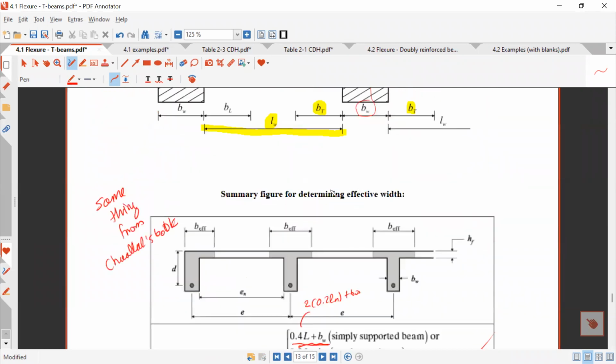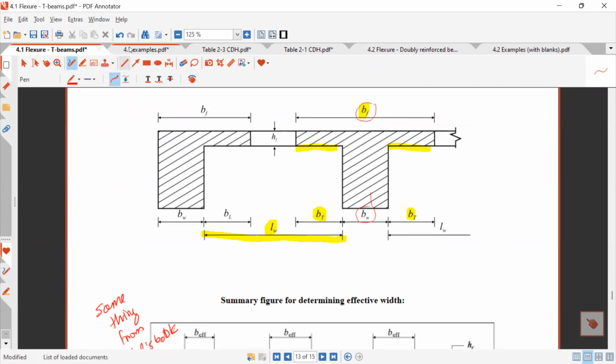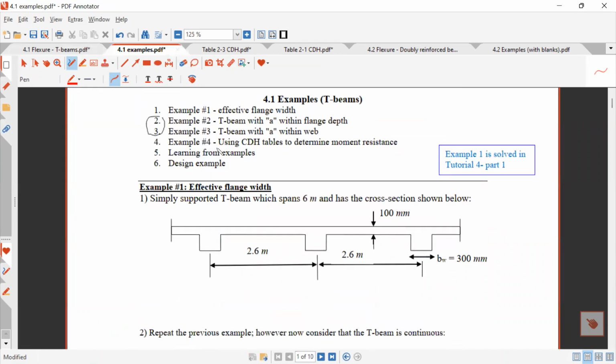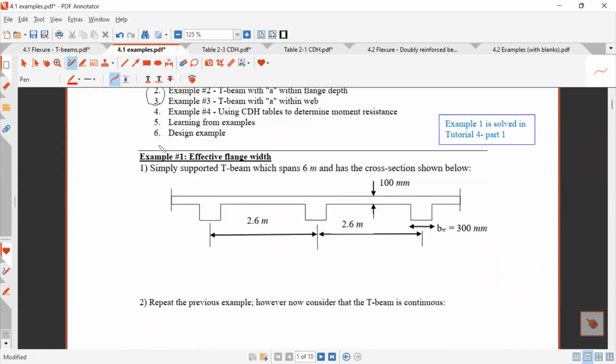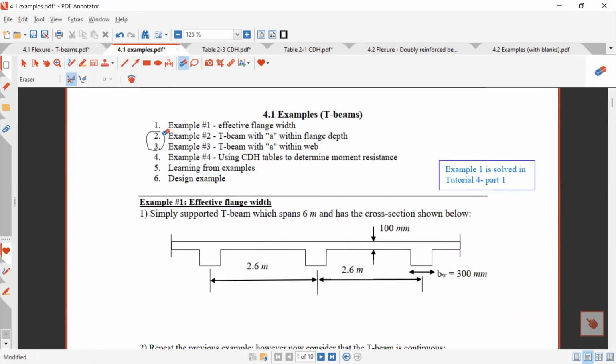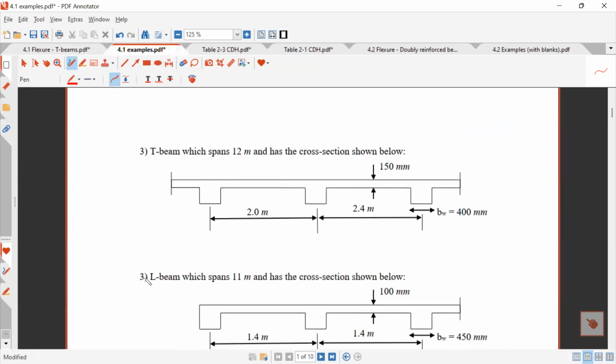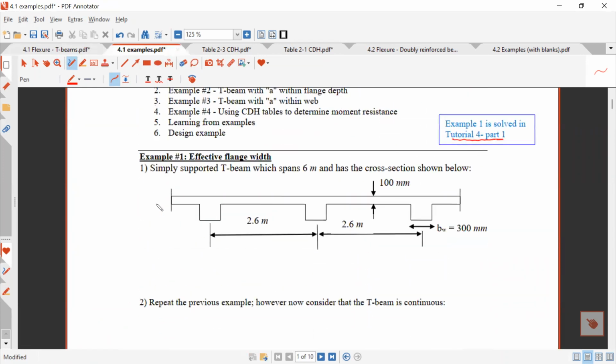So let's see an example on this, because we had skipped that at the beginning of the 4.1 examples. Let's go back to the beginning of the handout, and we're going to do this example on calculating BF, because it will be more clear when we see an example. This example is solved in tutorial 4, part 1. I'll do this exact same example, but here I'm just going to do part 1, part 2, and the tutorial continues to the rest of it. So let's start.